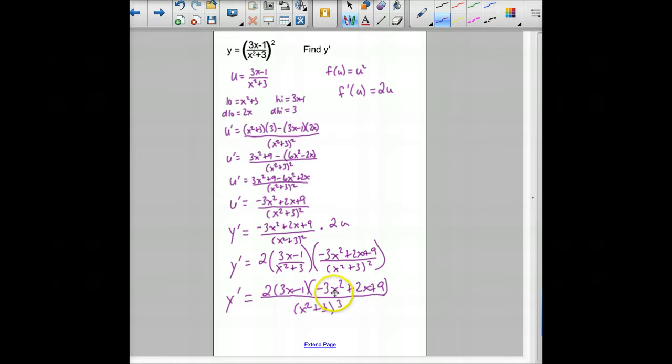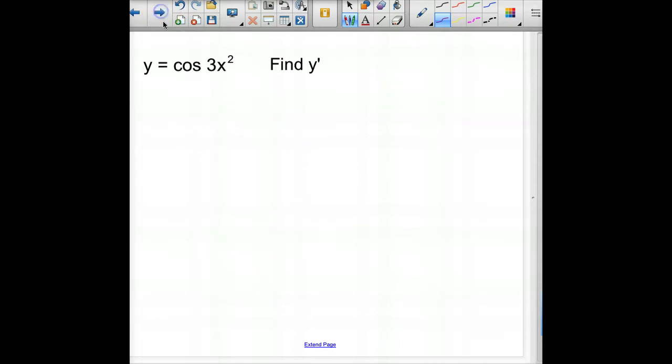There's no other factoring to do, and it's not helpful to multiply things out, so just leave it. The only time you want to multiply things out is if you have something that's a subtraction or addition sign in the problem, and then you want to be able to multiply it out so that you can combine your like terms and possibly get to something that does factor. So that's the chain rule with a quotient rule inside of it.